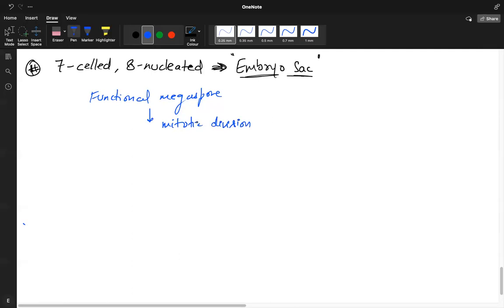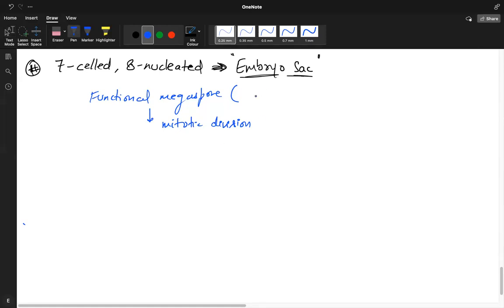Now you know that mitotic division is all equal, right? And before we do this, can you tell me what is the ploidy of the functional megaspore? What was the ploidy of the sporogenous tissue from which it was formed? N. No, I'm asking about the functional megaspore.